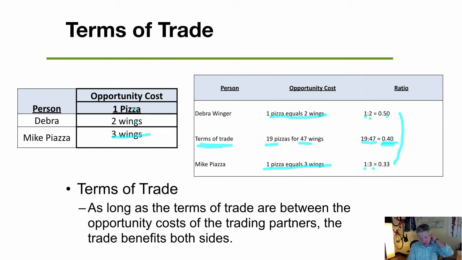So as long as the terms of trade are between the opportunity costs of trading partners, the trade will benefit both sides. So as long as we're able to find something in between, then they'll be able to find some terms of trade that will allow them to trade.